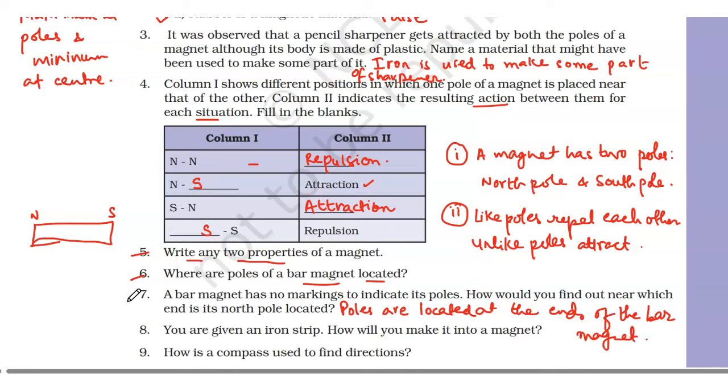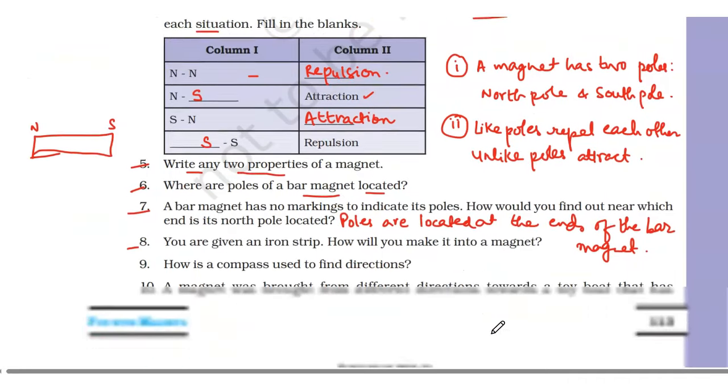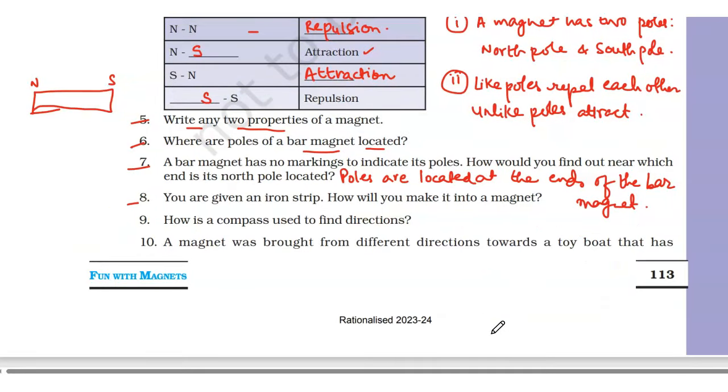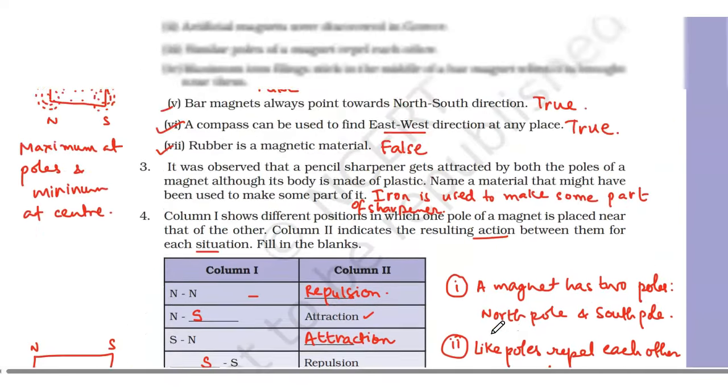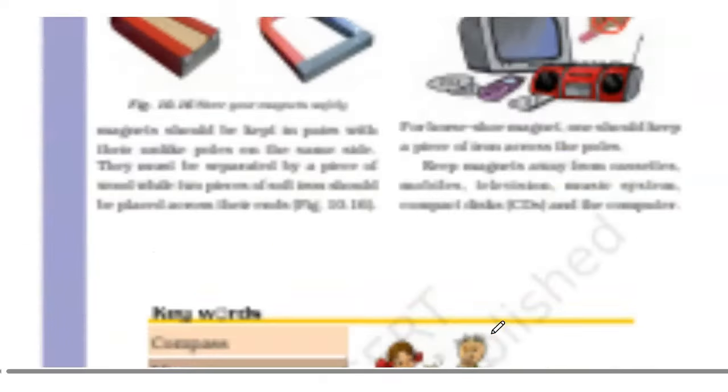Then number eight, you are given an iron strip. How will you make it into a magnet? Now students, if you go through my lecture, you will find out how we can convert an iron strip into a magnet. Since I have the PDF, I'll just show you all.